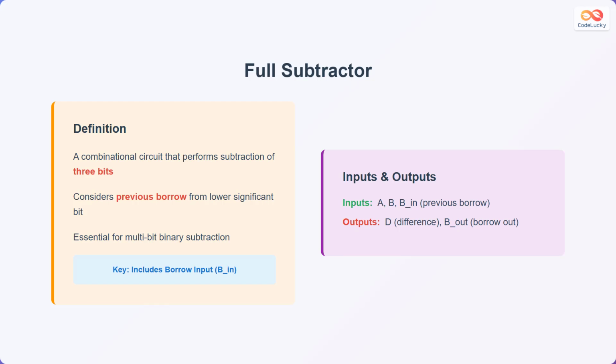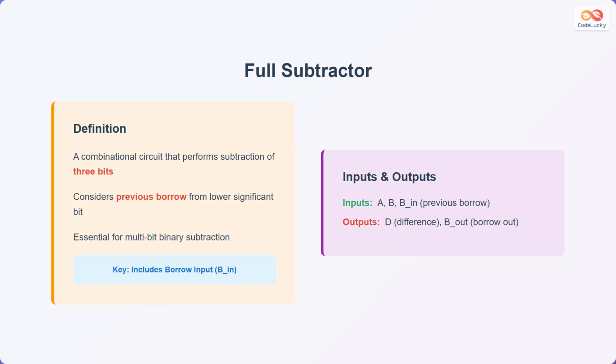Now let's discuss the full subtractor. A full subtractor is a combinational circuit that performs subtraction of 3 bits. It considers the previous borrow from the lower significant bit. It is essential for multi-bit binary subtraction.